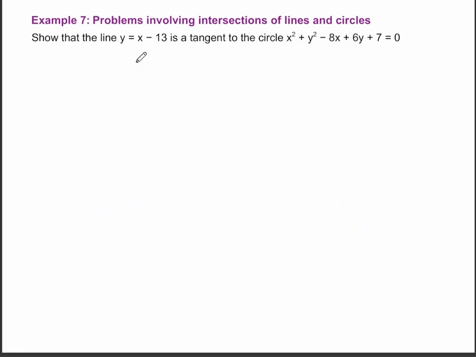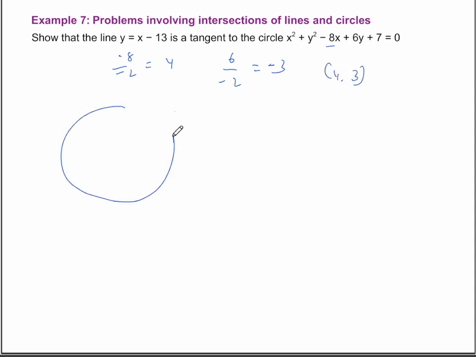Finally, we need to show that the line y equals x minus 13 is a tangent to the circle x squared plus y squared minus 8x plus 6y plus 7 equals 0. Now for this, let's just visualize it firstly, right? From this, we can find our center and the radius. The center here was negative 8 over negative 2 for x, so 4, and 6 over negative 2 for y, so negative 3. And the center is 4, negative 3. So let's visualize that circle right here. We have the circle where the center is 4 and negative 3.